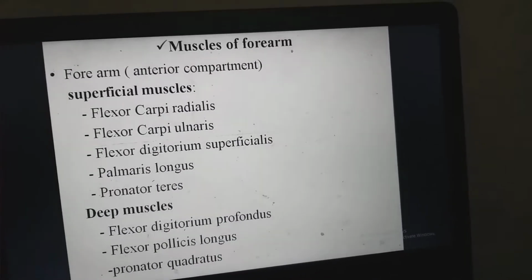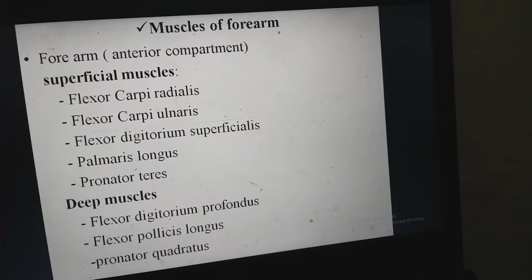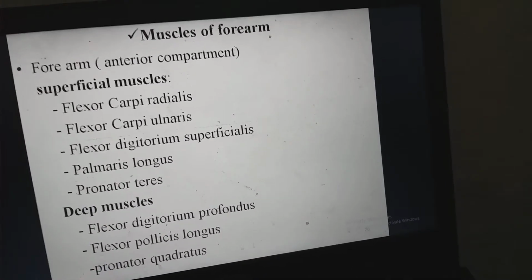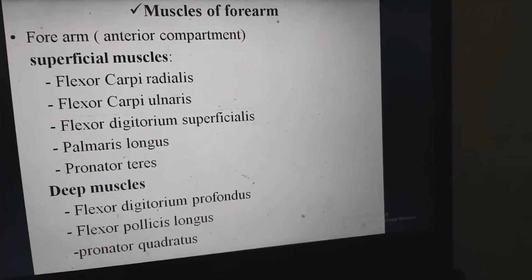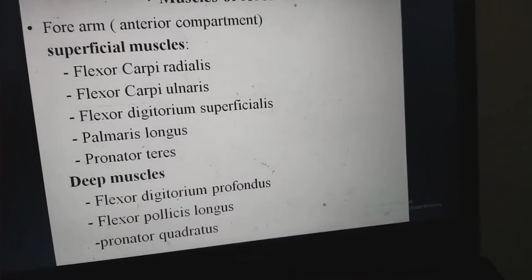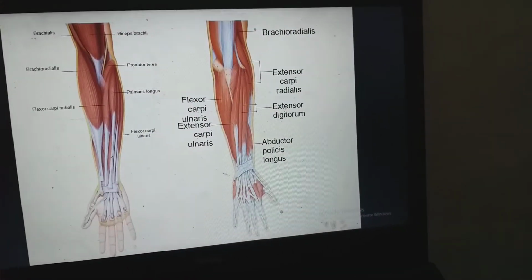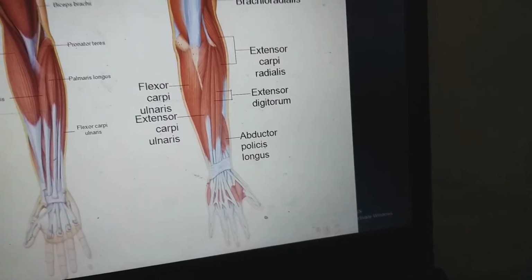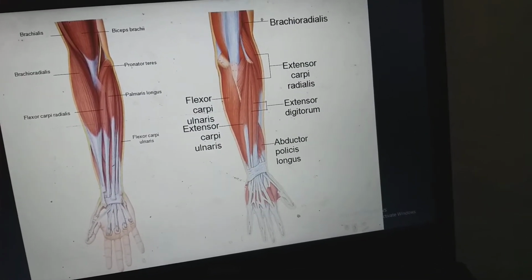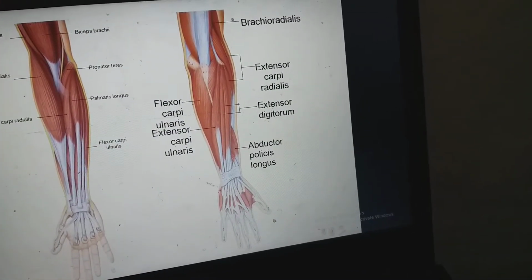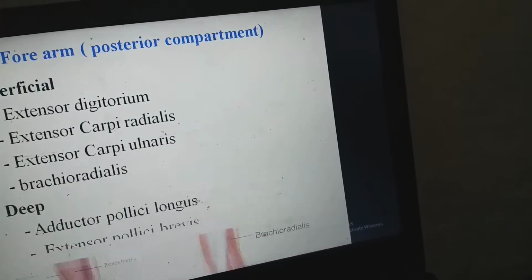Deep muscle, flexor digitorum profundus. When we say digitorum it means digits, profundus means deep. Flexor pollicis longus, pollicis means the thumb of the hand. Longus means long. Pronator quadratus means pronating your forearm. These are the anterior muscles as you have seen here. Different muscles are located anteriorly: flexor carpi ulnaris, flexor carpi radialis, flexor digitorum superficialis, and the flexor digitorum profundus again.